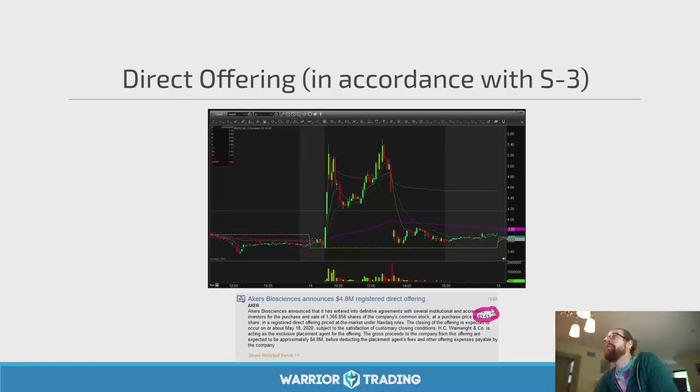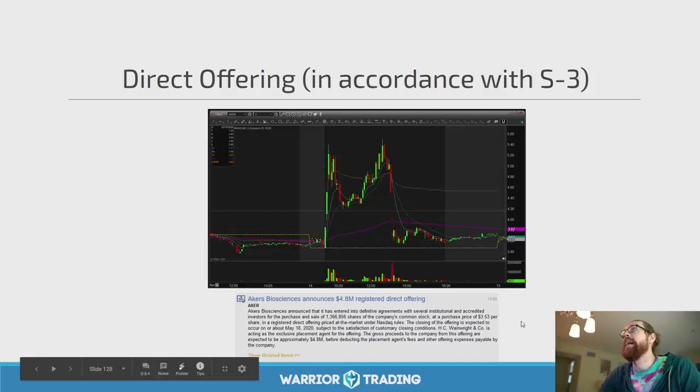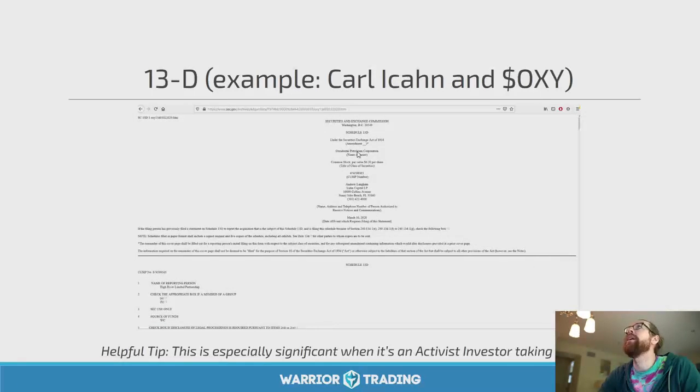All right, so $3.53. What happens? The stock tanks from $5 down to about $3.53. That kind of tells us the value. So, again, not great. All right, so here's an example.